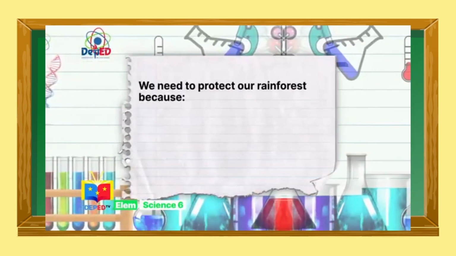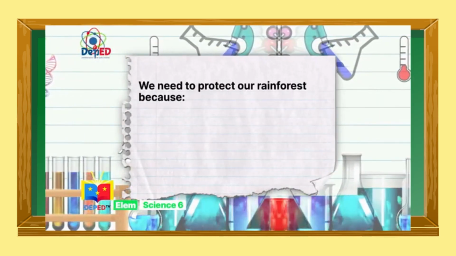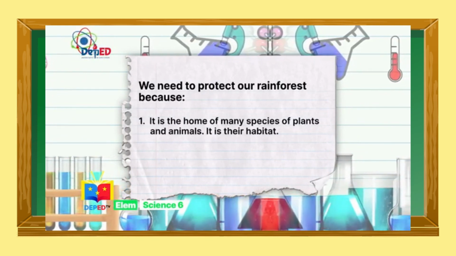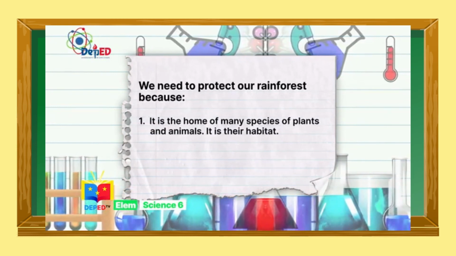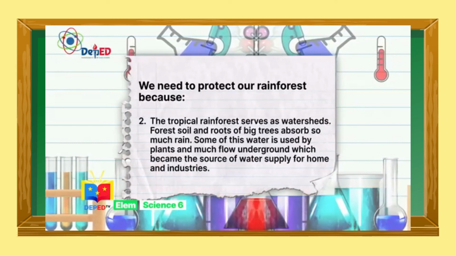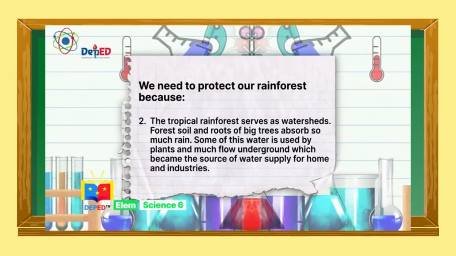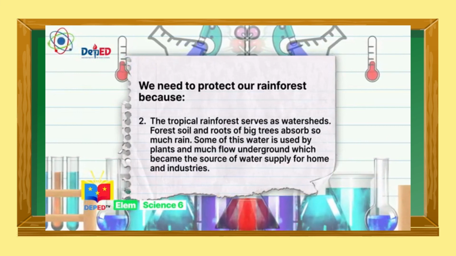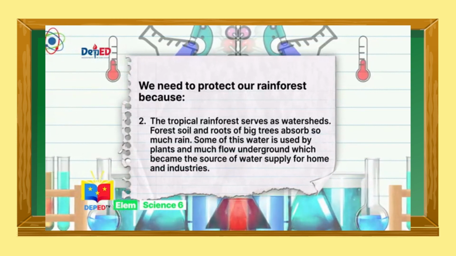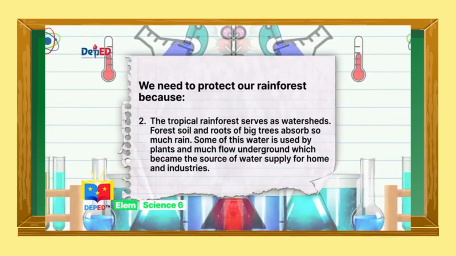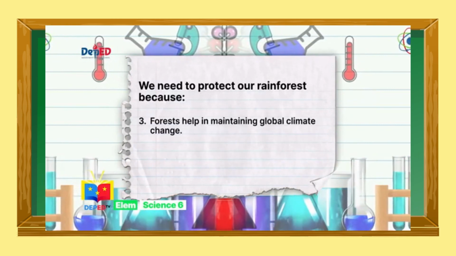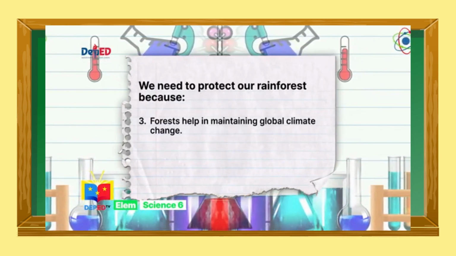That's right. Our tropical rainforest needs to be protected because, first, it is the home of many species of plants and animals. It is their habitat. Second, the tropical rainforest serves as watersheds. Forest soil and roots of big trees absorb so much rain. Some of this water is used by plants and much flows underground, which becomes the source of water supply for homes and industries. Third, forests help in maintaining global climate.